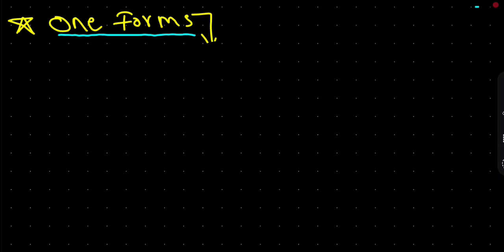Okay, so I'm going to talk a little bit about what exactly a one form is, and then we are going to derive the proof of the representation of the differential one form. So let's see how we are going to do this.